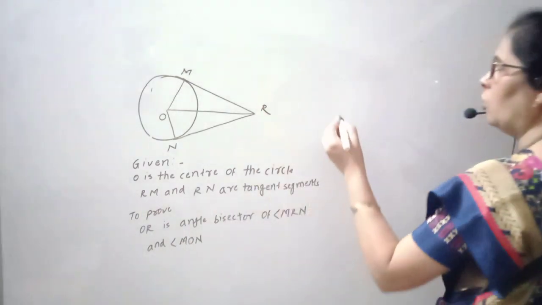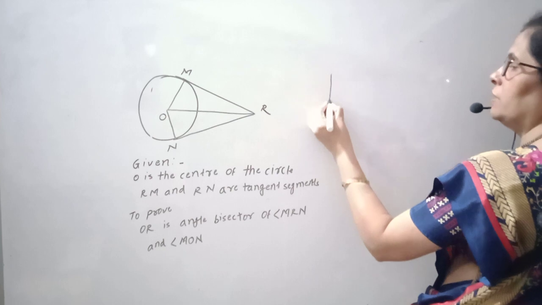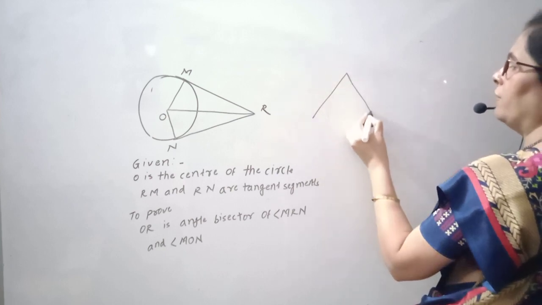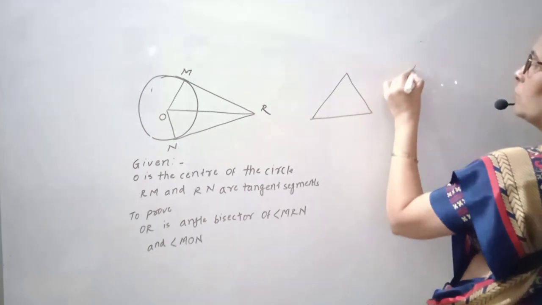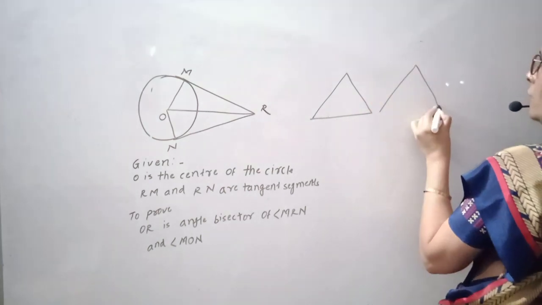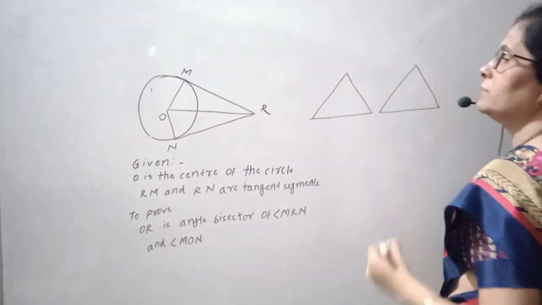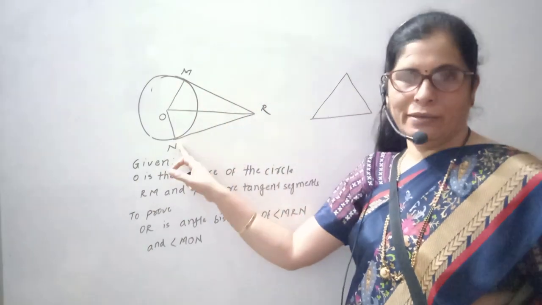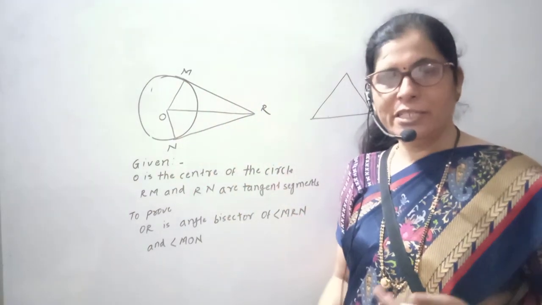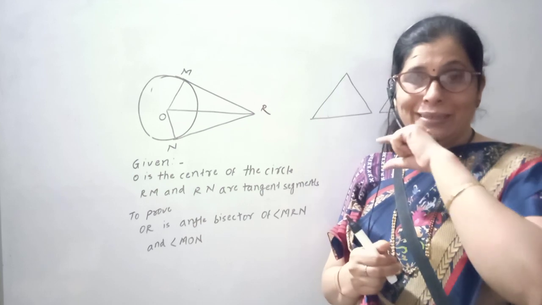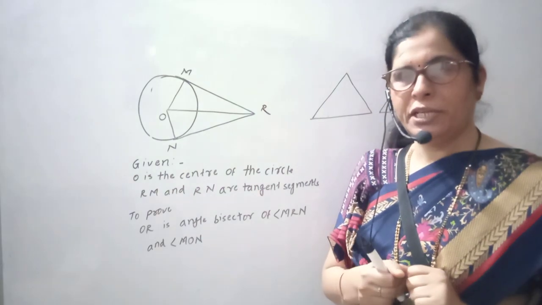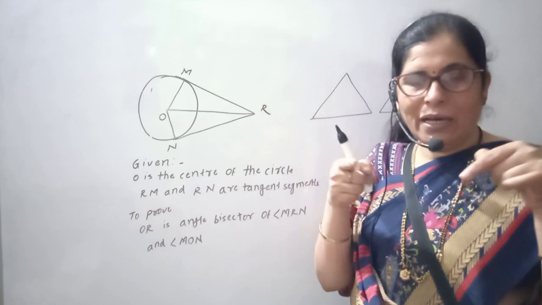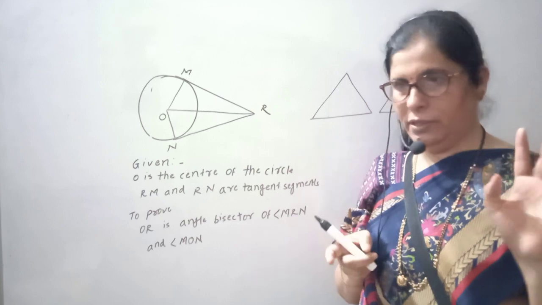Okay, we will solve this question by using congruency of triangles. We will use a very simple method to solve the question. See how. We have to use the properties of tangents here. Now what do you know? You know that RM and RN are the tangent segments. Tangent segments means the tangents drawn from the exterior point, and the characteristic of the property is that these are congruent.